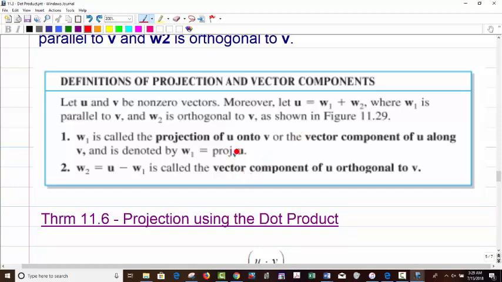But theoretically, you could project anything onto anything. Now, of course, that's how you find W1. u will be a given vector. And then once you find W1, if you want to know what W2 was, you don't need a fancy formula for that. It would just be simple algebra. You would just take u minus W1, and that's going to leave you W2. And that's the vector component of u that's orthogonal to v.